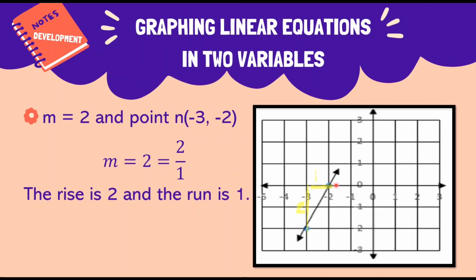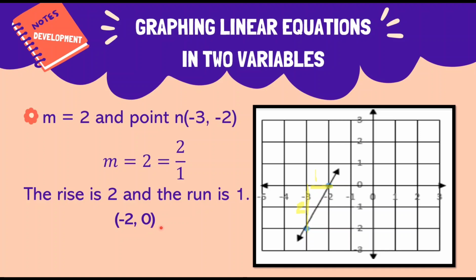So as you can see, katapat siya sa x-axis ng negative 2. And then, saan naman siya nakatapat sa y-axis? So it is obviously nakatapat siya sa 0. So therefore, our generated point is negative 2 and 0.